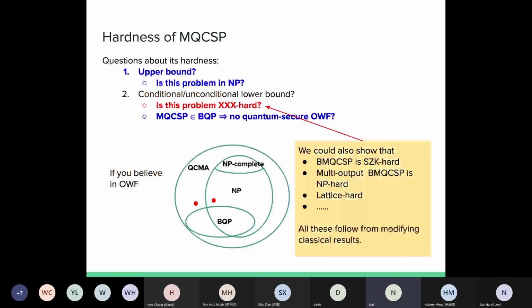Any questions about the MQCSP, the Boolean function one? If there's no question, we will go to the unitary and state version.